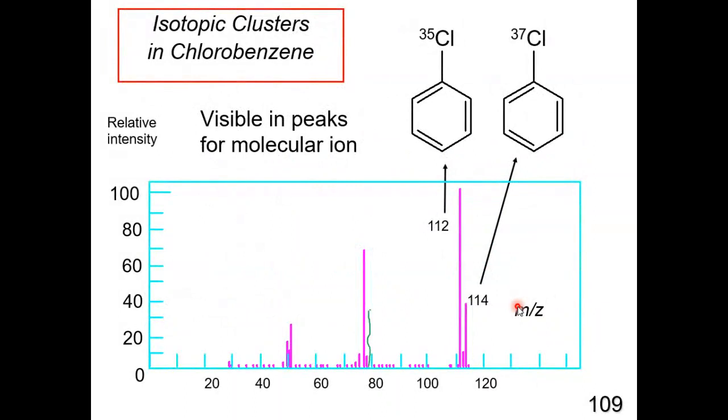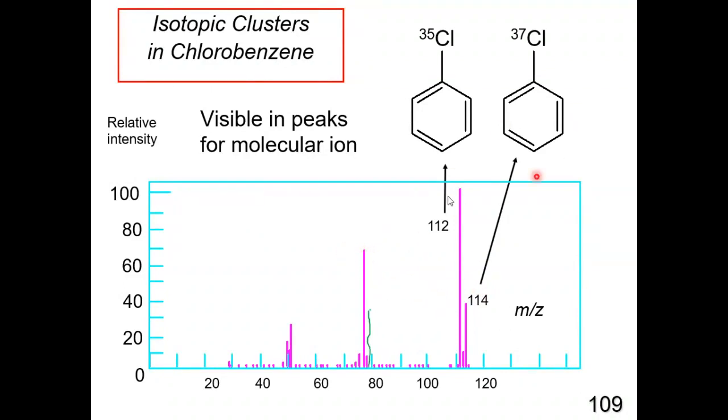So now we can apply the isotope abundance data to help us determine the composition of a particular chemical species in the mass spectrometer. Okay.